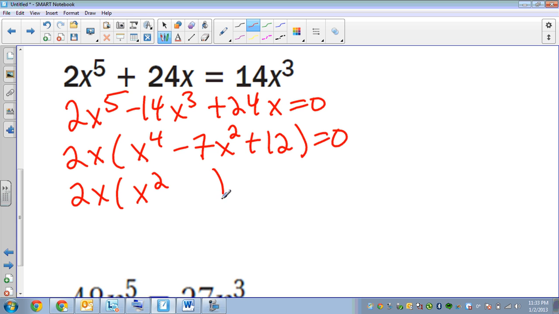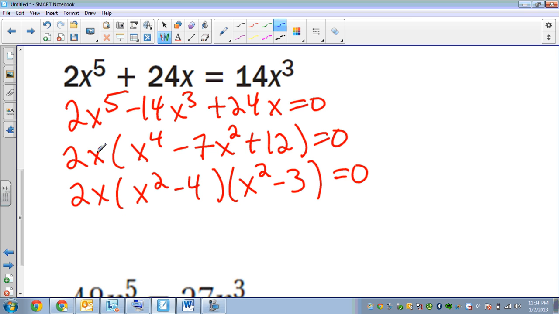Again, x squared's the middle term, so that's going to go in front of both parentheses. And then we want two numbers that multiply to be 12, add to be negative 7. So we think through, multiply to be 12, add to be negative 7. 6 and 2, no. 4 and 3, yes. So we're going to do negative 4, and negative 3 equals 0. So that's all so far.